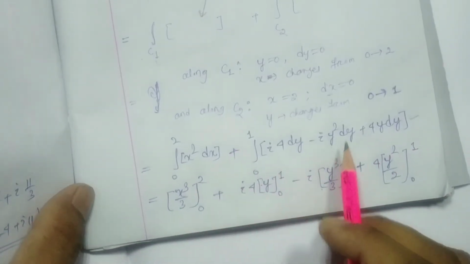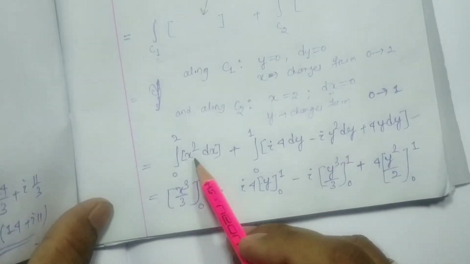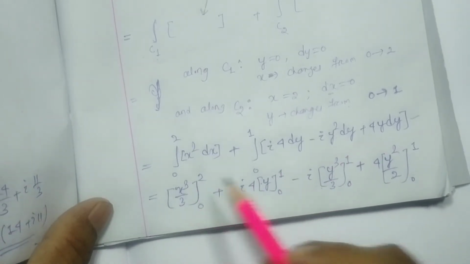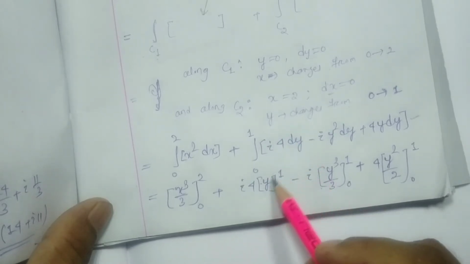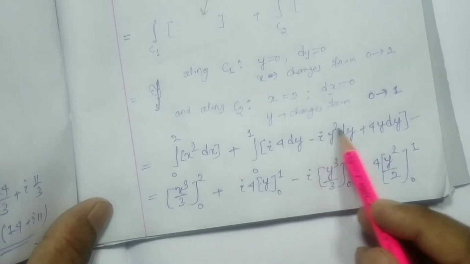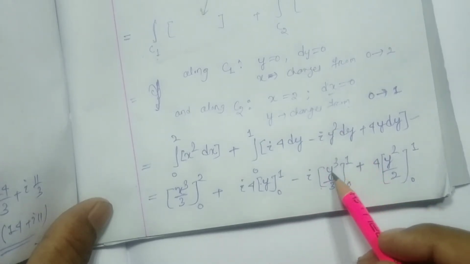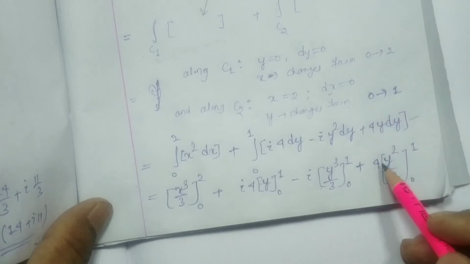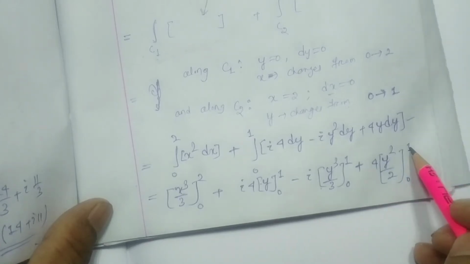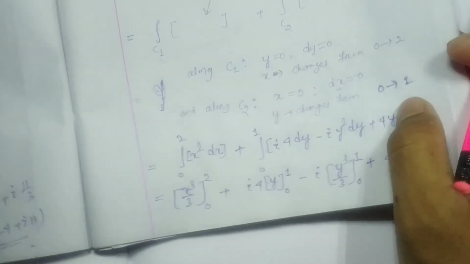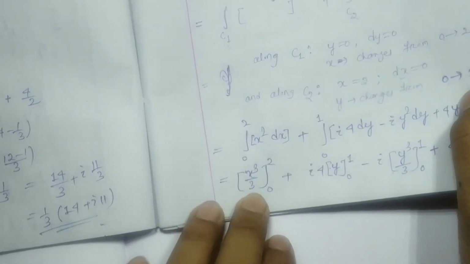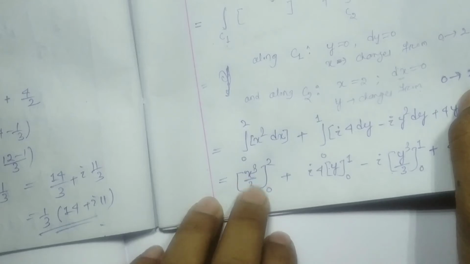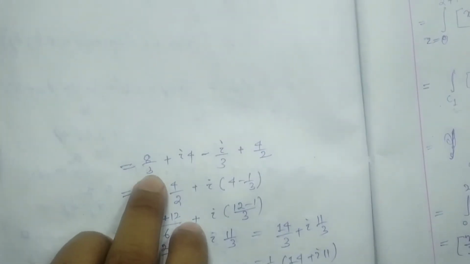Now we have to integrate term by term, so this will be x cube by 3 from 0 to 2. In the next term i 4 is constant, so the dy integration will be y from 0 to 1. This will be i times the integration of y square, y cube by 3 from 0 to 1. This will be y square by 2 from 0 to 1. Now we have to put the limits. Here you put the limits, this will be 8 by 3, 2 into 2 into 2, 8 by 3.